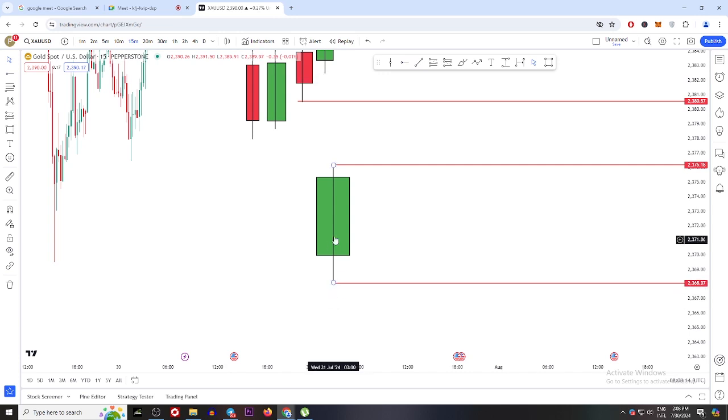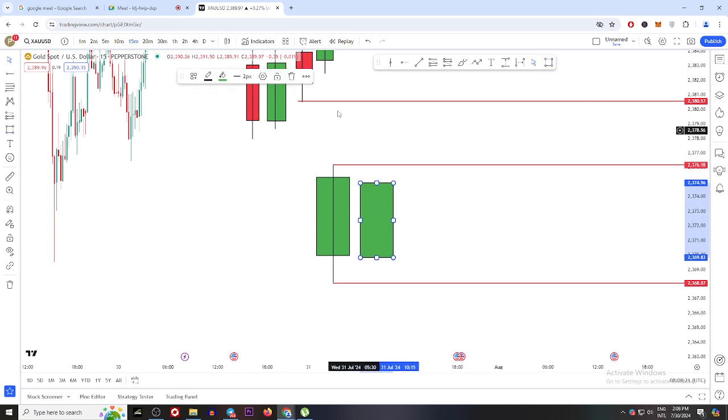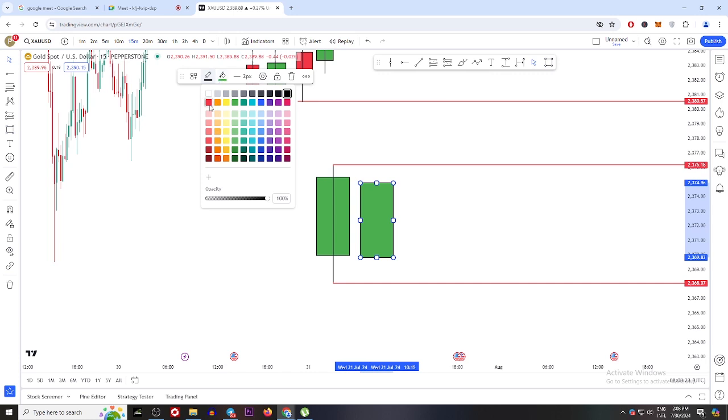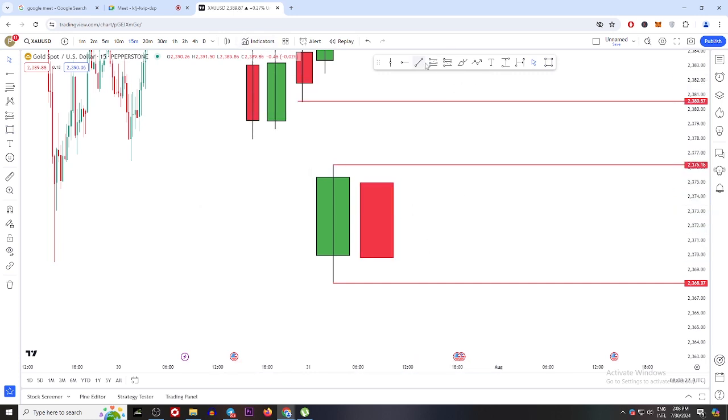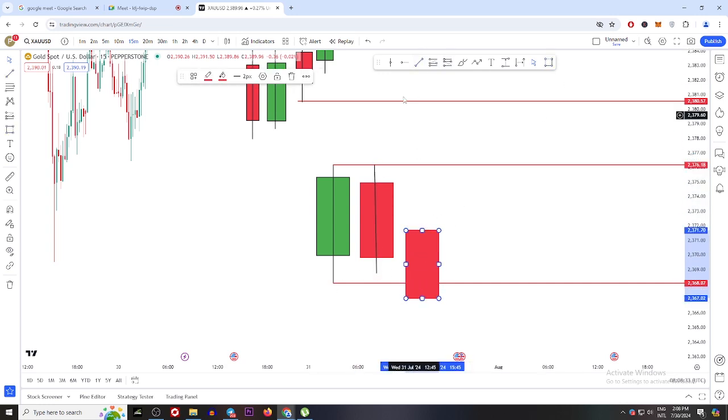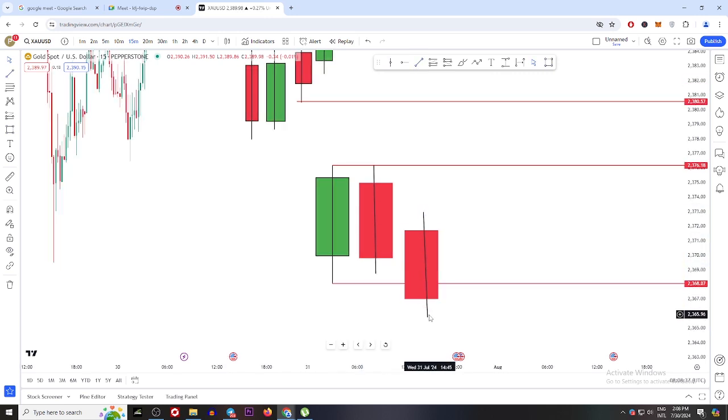Red candle needs to cover the low with the body, right? Doesn't matter how many candles. It never matters how many candles it will take to break out that particular low. Until this low is broken with the body, we cannot call it an engulfing.